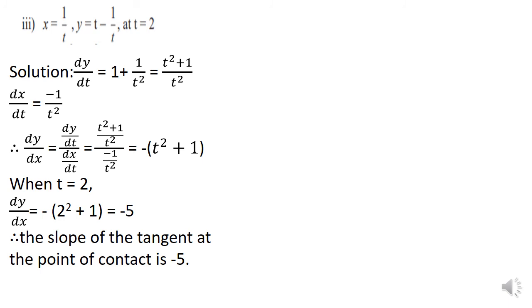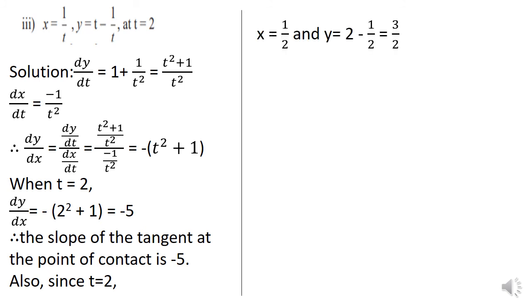Now still we don't know the point of contact. Let us see how to do further. Now t is equal to 2 and therefore x becomes 1 upon 2. From the question x is 1 upon t. So x becomes 1 upon 2. What about y? Y is actually t minus 1 upon t. So y becomes 2 minus 1 upon 2. Cross multiplying etc. We get 3 upon 2. So thus we get the point of contact as 1 upon 2 and 3 upon 2.